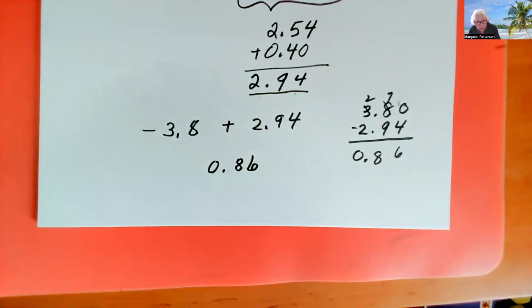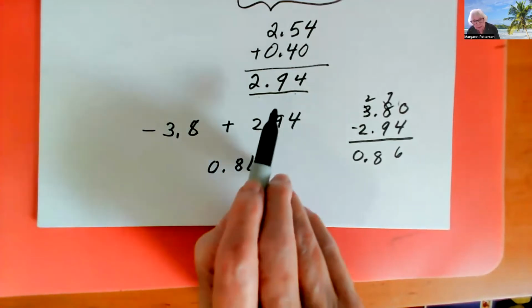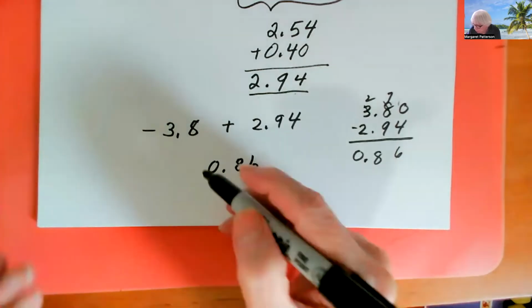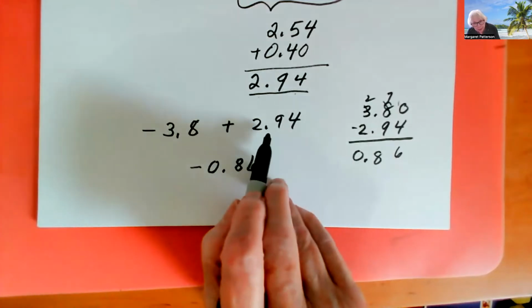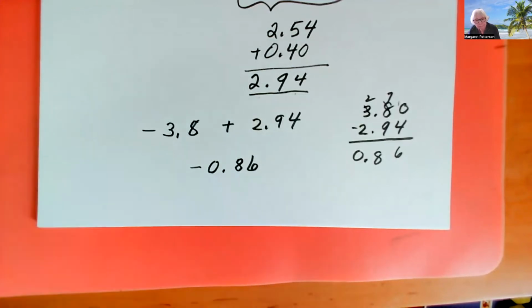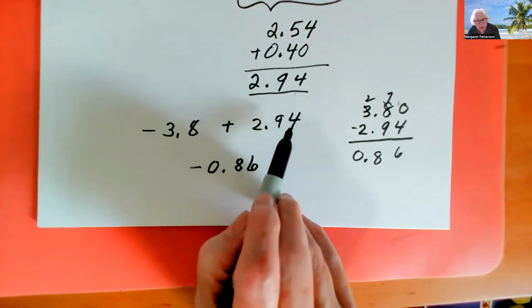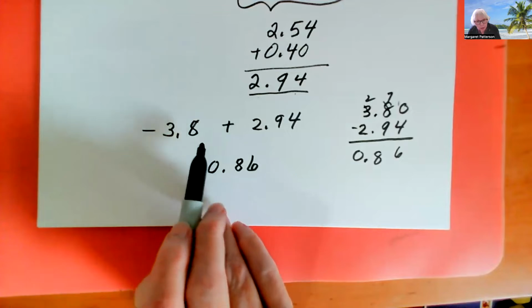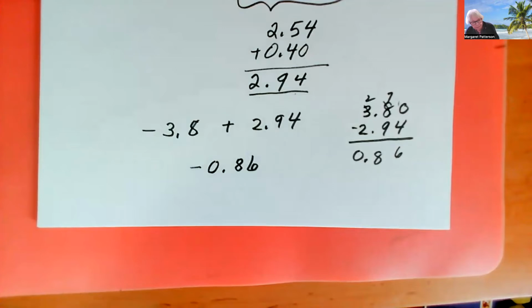But the question becomes, is it a positive or is it a negative? This is bigger. This is -3. This is +2. So it ends up being a negative answer. Okay? So if you're losing 3 but only gaining 2, even though there's more to it, you end up negative. If you relate it to money, you had $2.94, but you spent this much. You're now on the negative side. You spent more than you had. How is that?